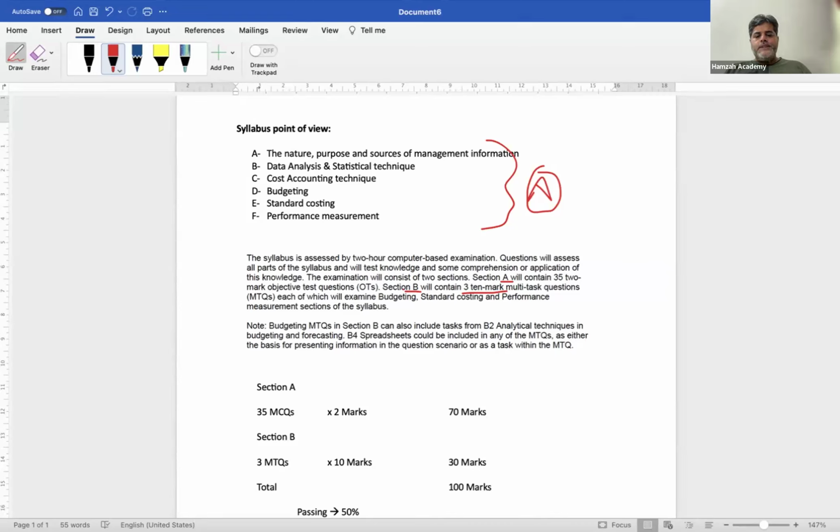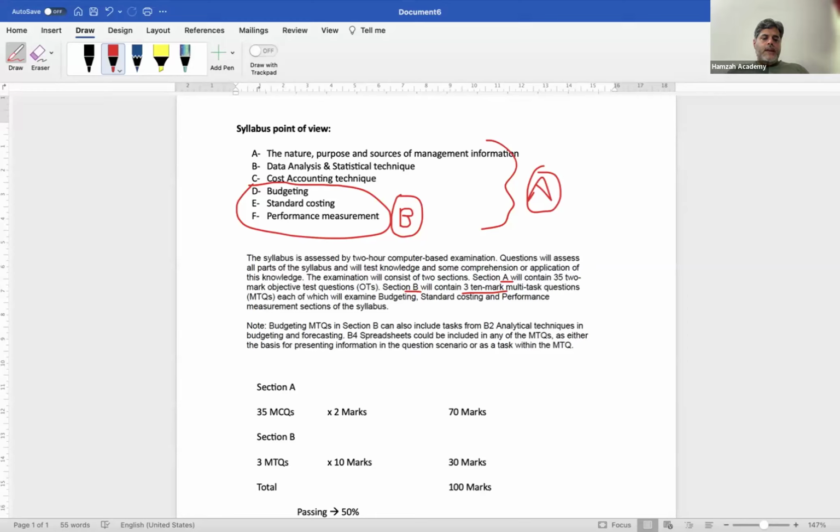But when we go into section B, where you are going to have these 3 MTQs, this section B is going to be explicitly from these 3 areas: budgeting, standard costing, and performance measurement. Over there, you're not going to have questions from the first 3 areas of the syllabus, right? So be clear on this. But in section A, you can have questions from these last 3 areas as well, right?